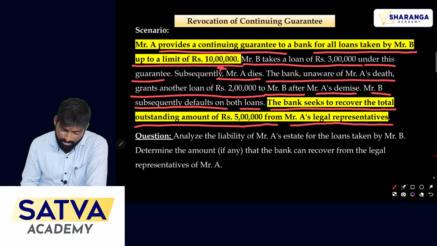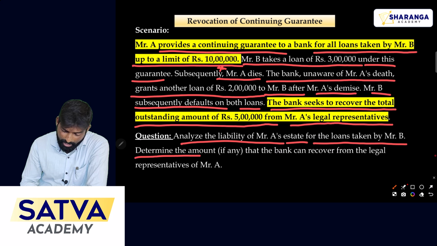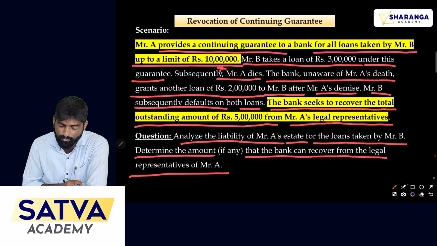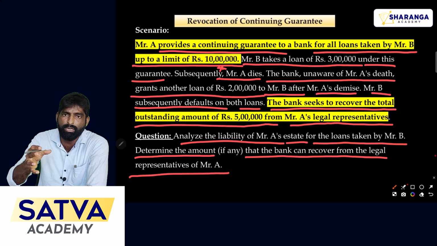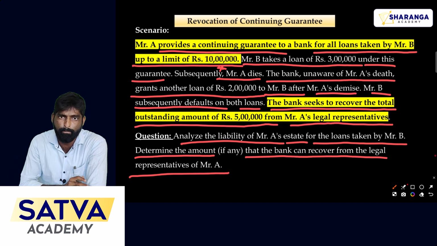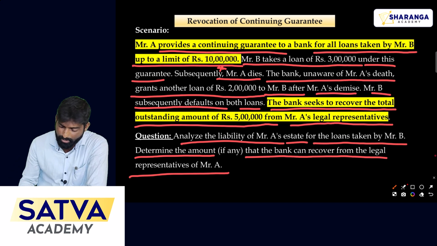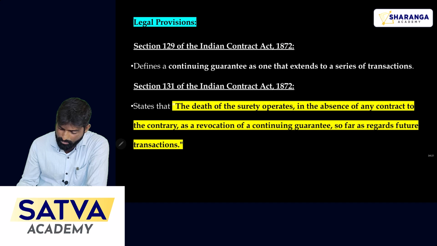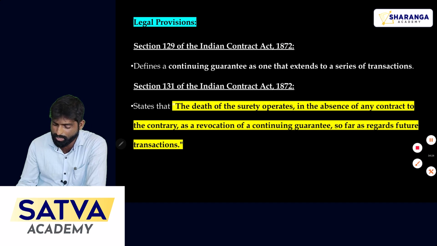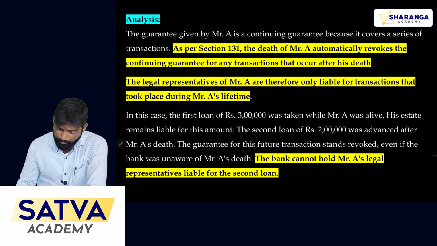Then see what the question is. Analyze the liability of Mr. A's estate for the loans taken by Mr. B. Determine the amount that the bank can recover from the legal representatives of Mr. A. Now you have to advise the bank. So what is the available option for this bank in this case? Okay, let's see the legal provisions. So this is the legal provision applicable to the given scenario.